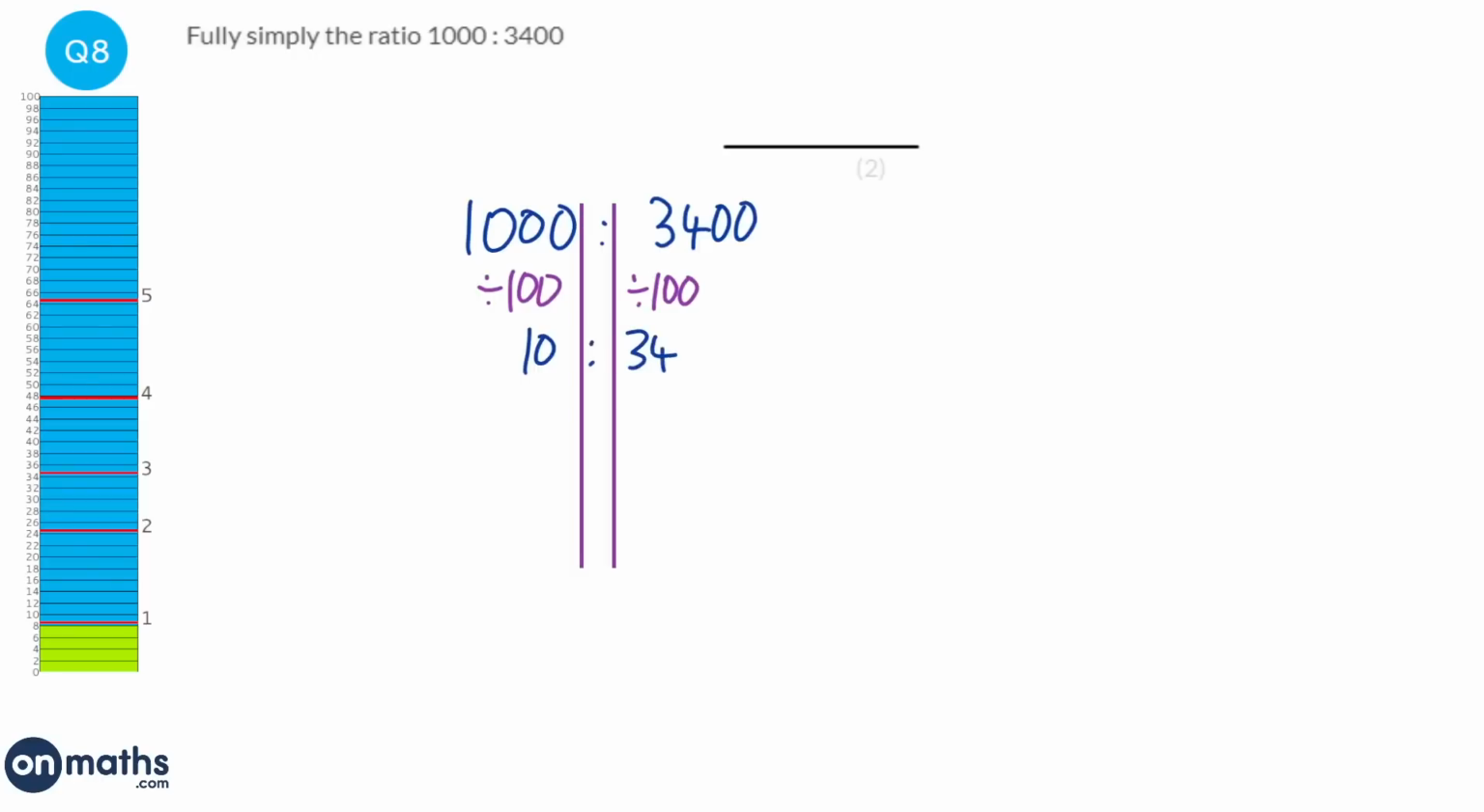Now these are both even numbers, so a nice easy next one to do is dividing by 2. And we get, was it 17? And 5 and 17, well, they're both prime numbers, and so there's nothing we can cancel them by, so it's going to be our answer, 5 to 17.